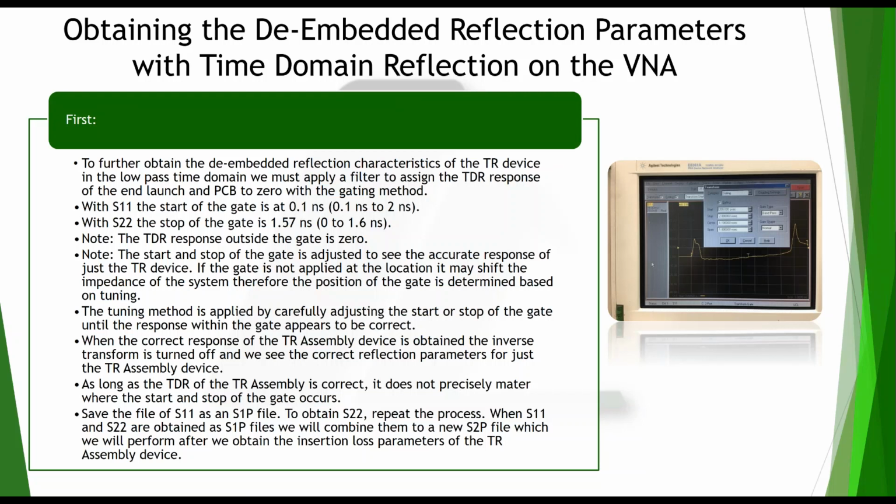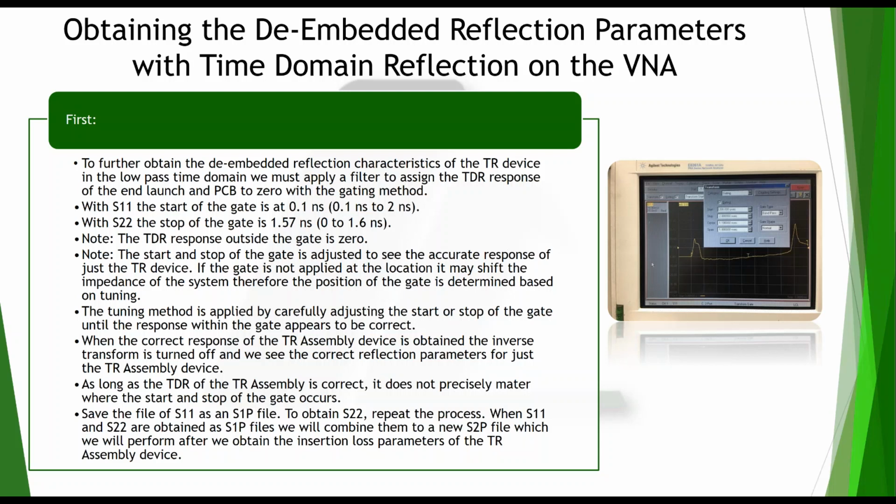So on this slide, we're talking about the S11 and S22 start and stop gates. Are they accurately predicted here? From our experience and history of obtaining these measurements, our TR is very consistent from device to device. The Rogers 3003 also gives us a consistent base to go off of. This repeatability, paired with the instrument's pre-settings mentioned in the previous slide, allows us to give you an accurate prediction. As you can see, with S11, the start gate is at 0.1 nanoseconds, so we go from 0.1 nanoseconds to 2 nanoseconds. With S22, the stop gate is at 1.57 nanoseconds, so we go from 0 to 1.6 nanoseconds.